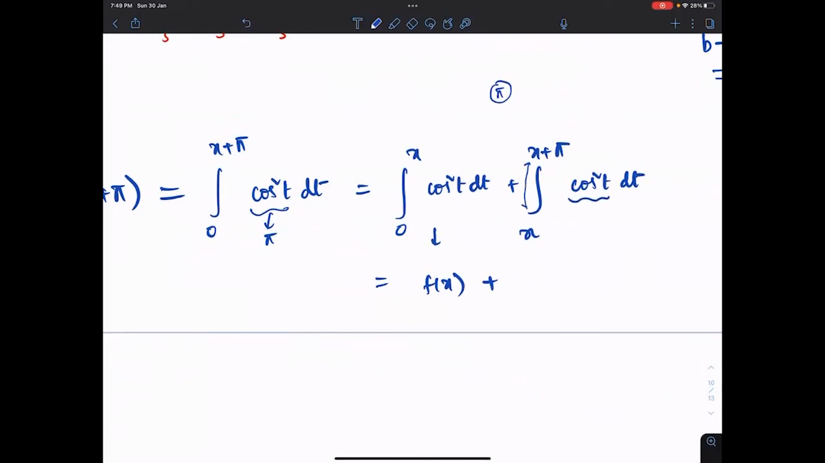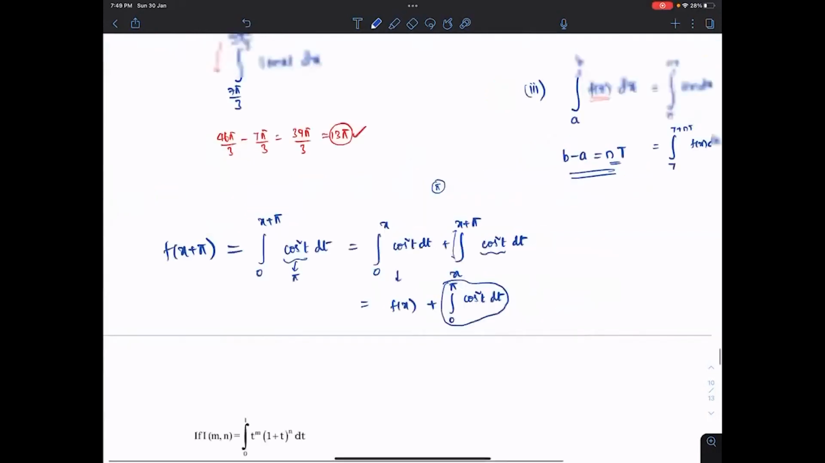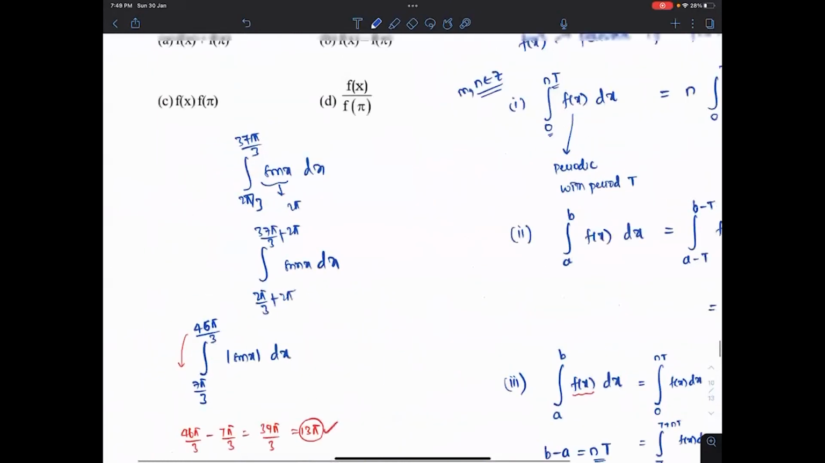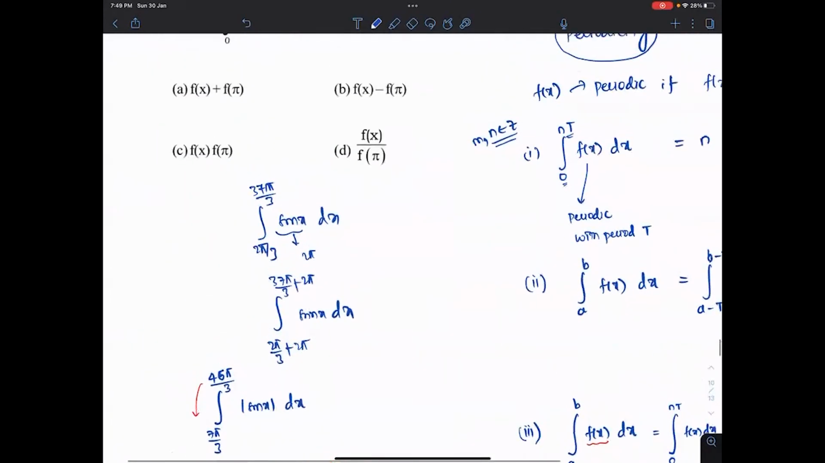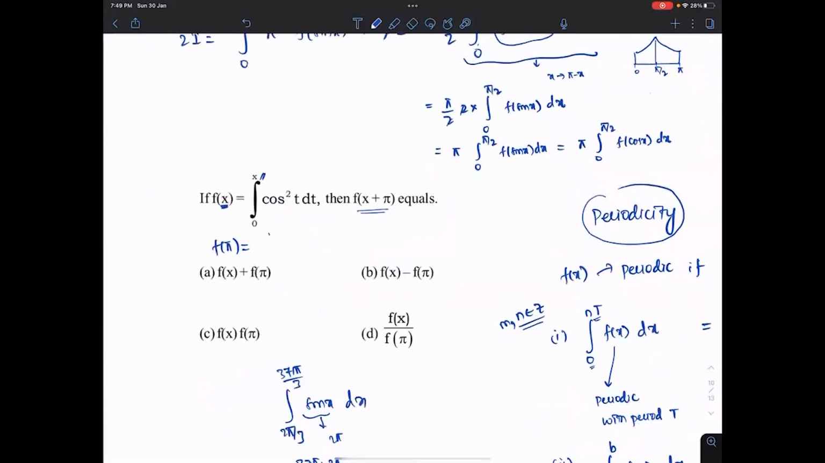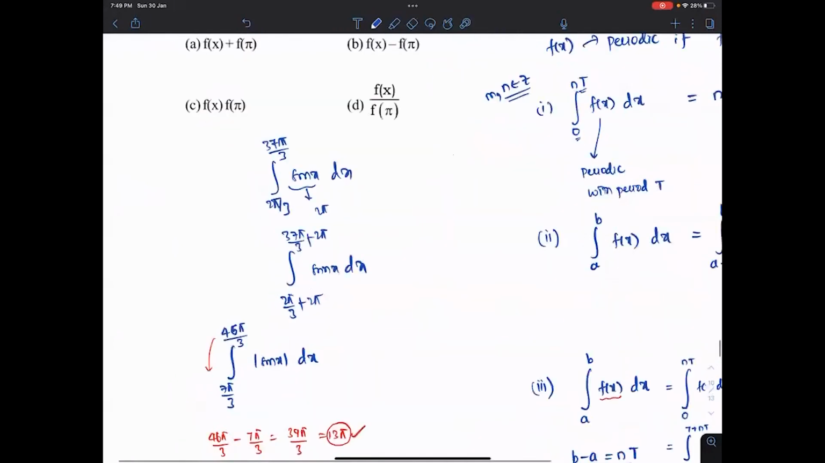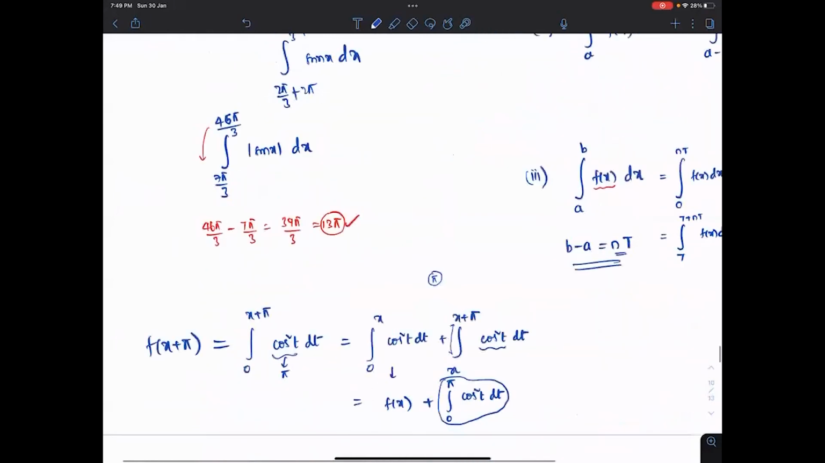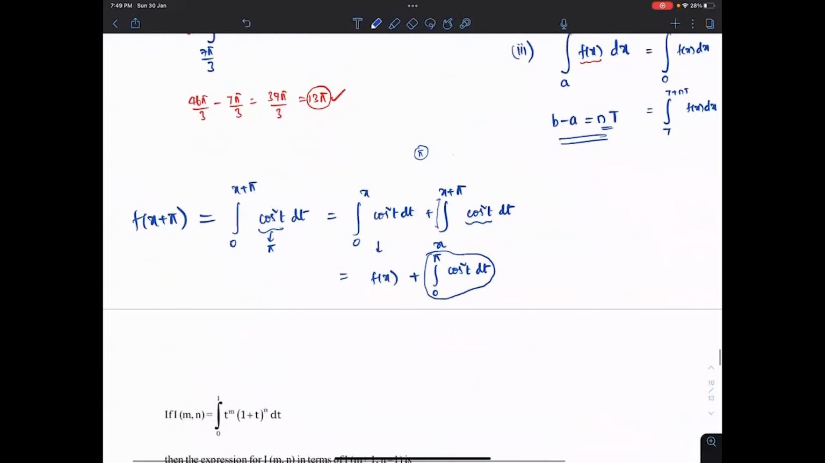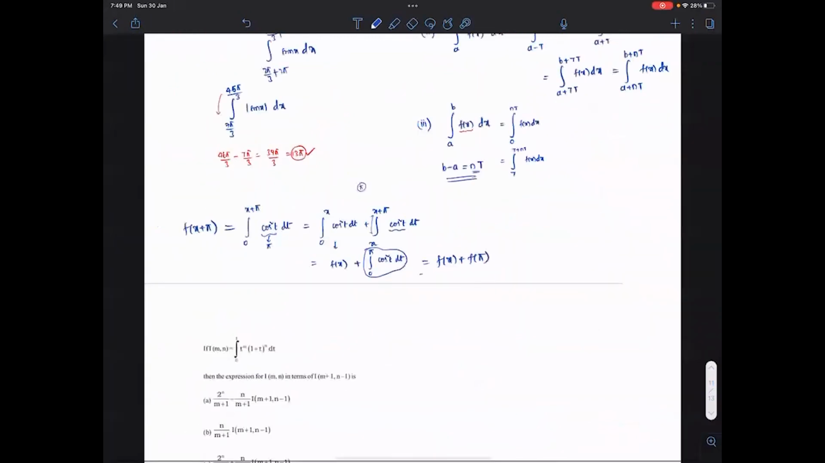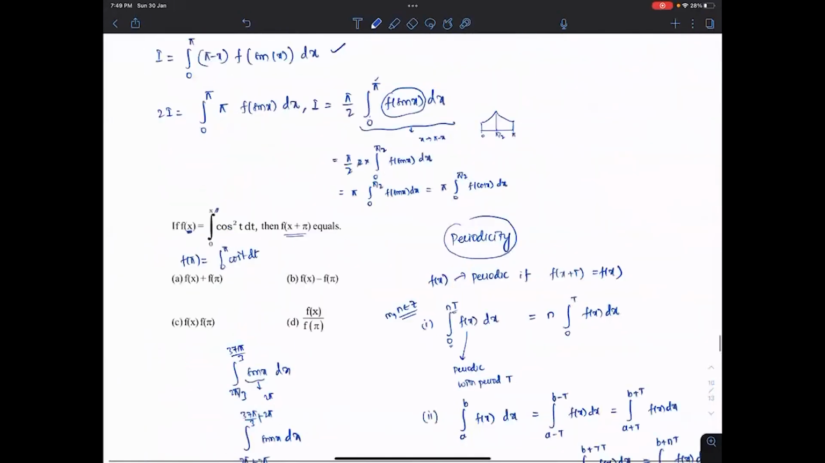So whenever the difference is a multiple, you can start from any lower limit. You start from 0, it will be up to pi. Because if I write it like this, then this will be f of pi. Because if f of x is this one, then f of pi will be integral 0 to pi cos square t dt. So the answer will be f of x plus f of pi. Option A.